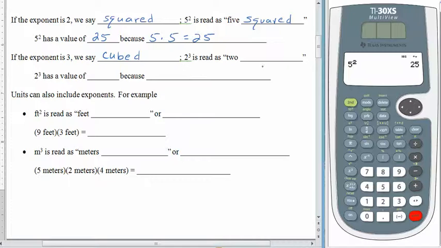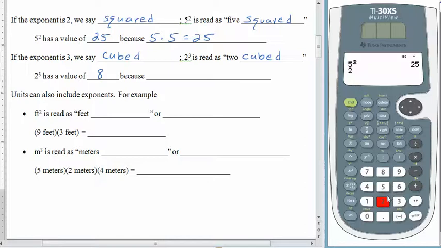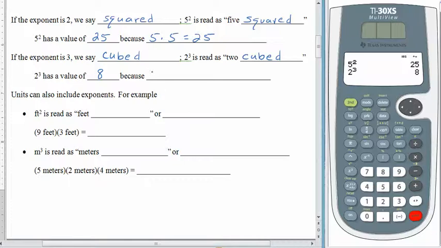So 2 to the 3rd power is also read as 2 cubed. 2 cubed has a value of 8. We can do this on the calculator, 2. For other exponents, we use this caret button. So it pushes the next number up into the superscript or the exponent position, and 2 cubed is equal to 8. But we know exactly why this works, because 2 cubed just means 2 times 2, which is 4, times another 2, which is 8. So we have 3 factors of 2.